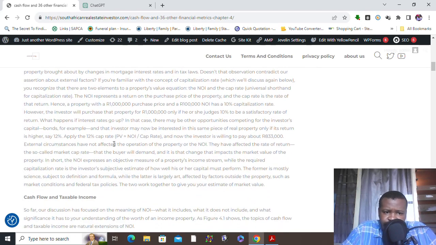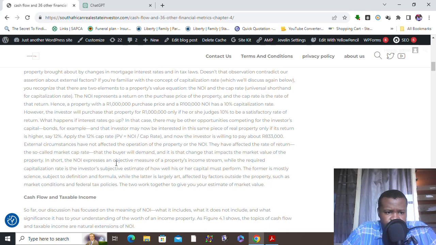External circumstances have not affected the operation of the property or NOI. They have affected the rate of return, the so-called market cap rate that the buyer will demand, and it is that change that impacts the market value of the property. In short, the NOI expresses an objective measure of the property's income stream, while the required capitalization rate is the investor's subjective estimate of how well his or her capital must perform.